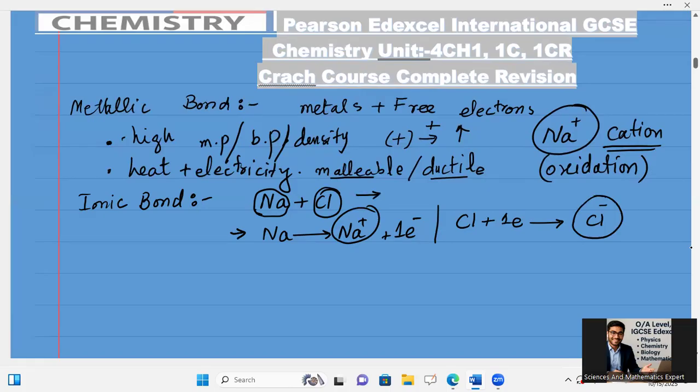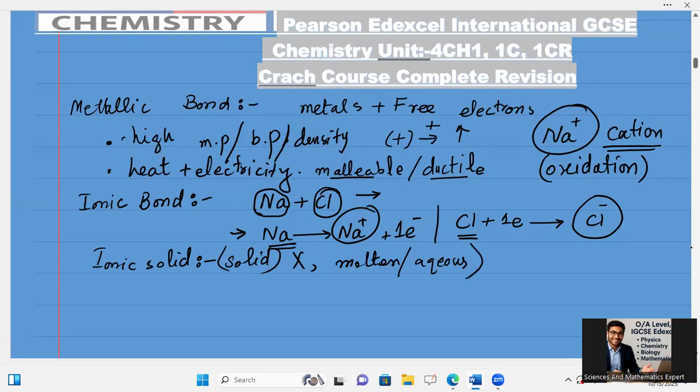Due to the complete transfer of electrons from the metal atom to the non-metal atom, an ionic bond is formed. You should be very familiar with electronic configuration here. Remember that compounds containing ionic bonds are called ionic compounds. When solid, they are insulators, not good conductors, but in the molten state, when heated and melted, or in the aqueous state, they have free ions and support the flow of electricity.